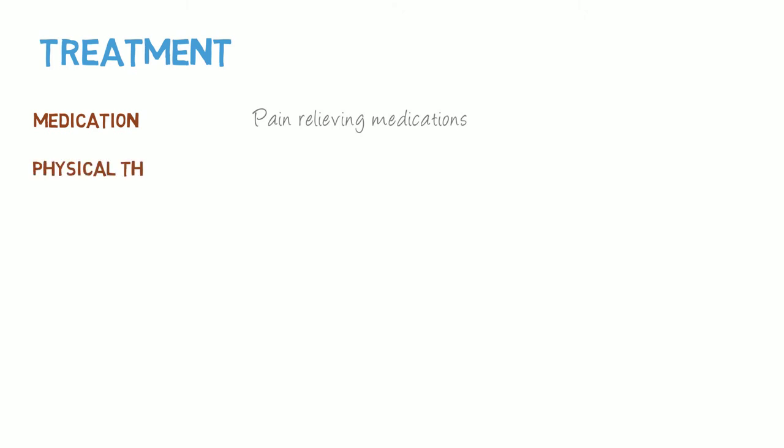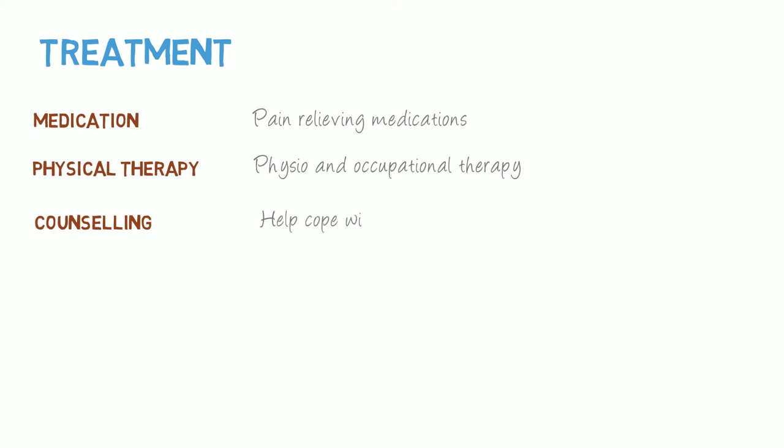The condition is associated with chronic pain, so the treatment is primarily related to relieving pain for the patient. You can help the patient with physio and occupational therapy, which helps with the spasms, builds up the body, and helps the patient cope with the pain. Counseling is a great help in such patients because they have been coping with this severe pain for such a long time, and if you help them by giving some counseling and psychiatric help, then this kind of treatment really helps.